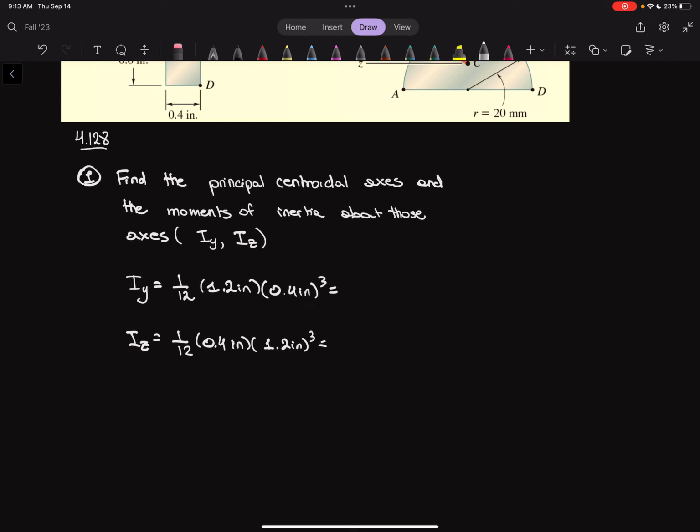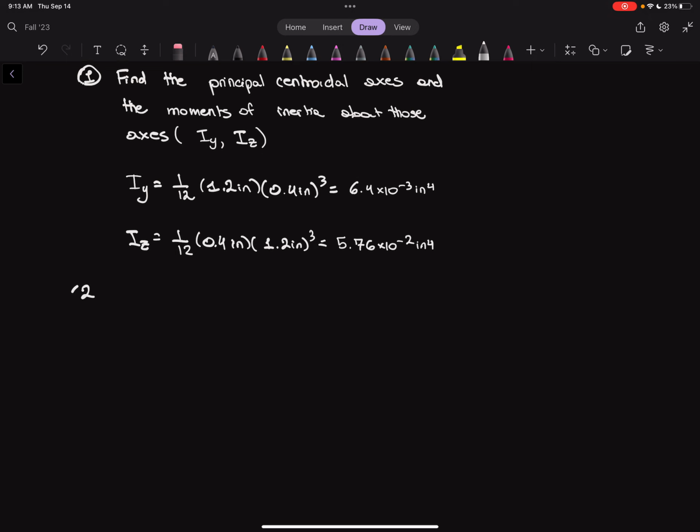So now we can put that into the calculator and feel good about ourselves that we did something towards solving this problem. The top one is 6.4 times 10 to the negative 3 inches to the fourth. The bottom one is 1 over 12 times 0.4 times 1.2 cubed, which is 5.76 times 10 to the negative 2 inches to the fourth.